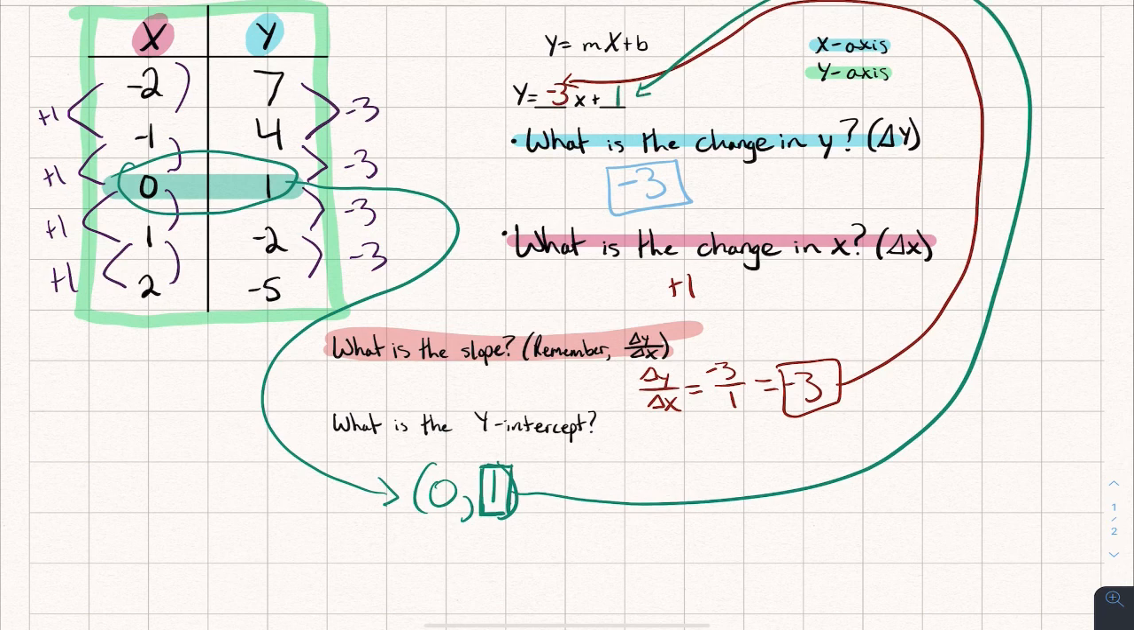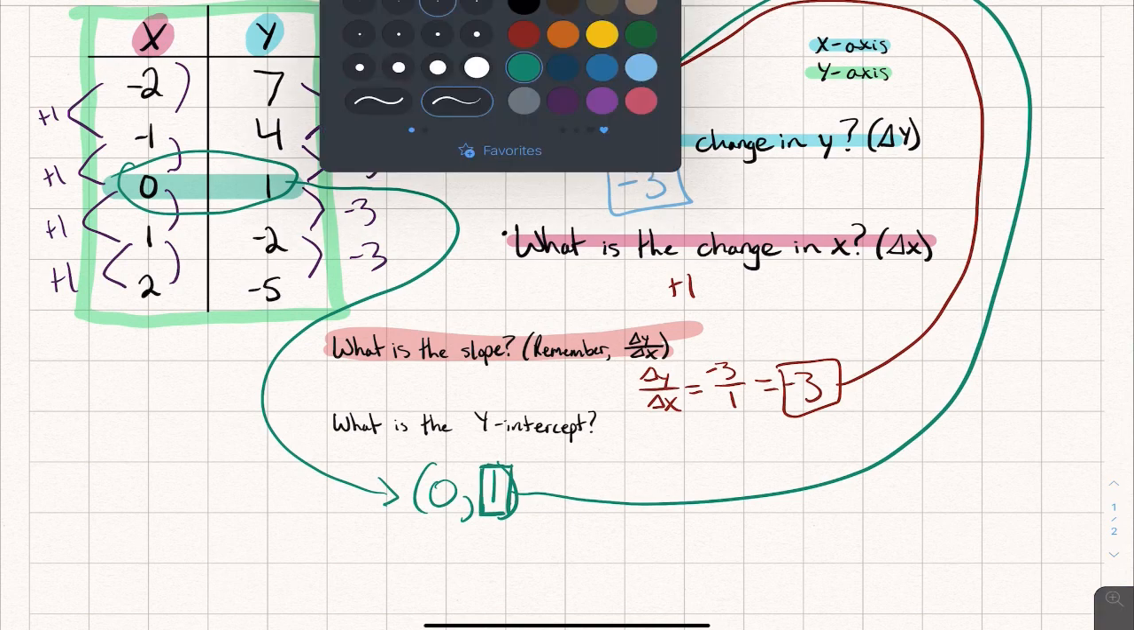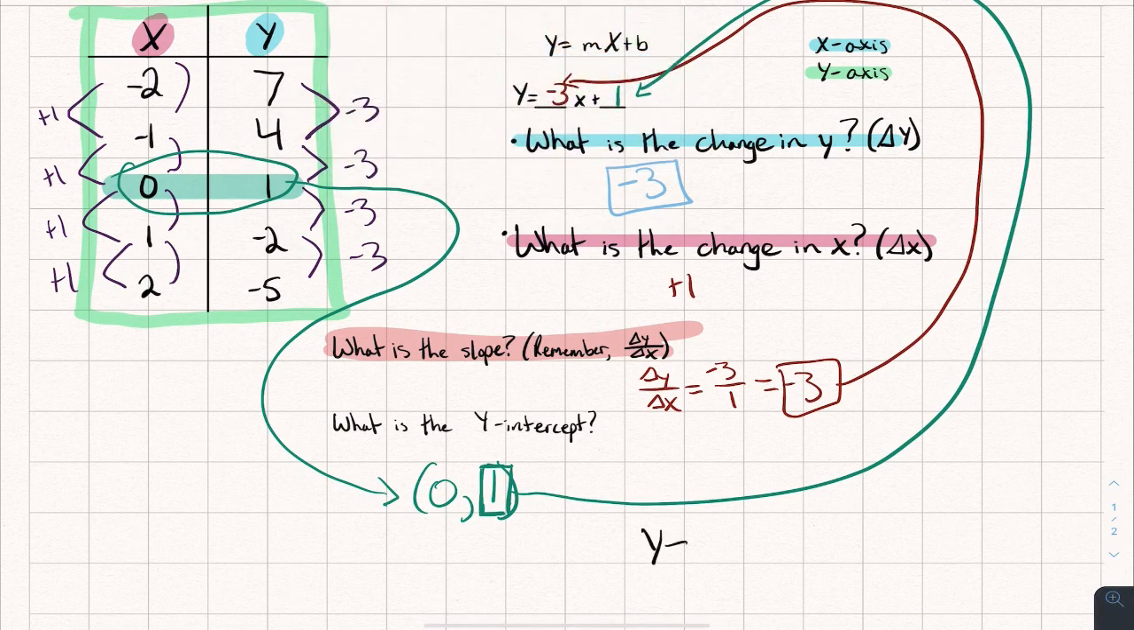The y component of our y-intercept is what we're going to plug in right here. So the equation of our line in slope-intercept form, with the table, is going to be y equals -3 times x plus 1. We looked at the table to find our changes in y and changes in x. We used that to create our ratio to find our slope, and then we found the point where x is 0 and took that y value and replaced it with b to write our equation in proper form.